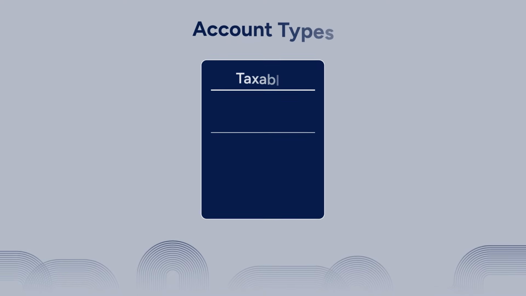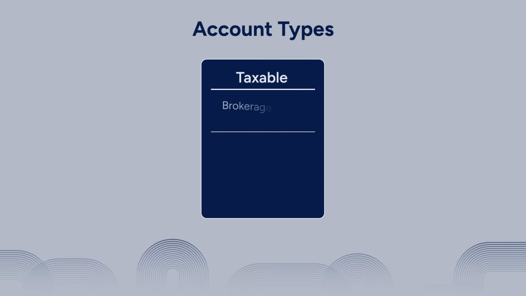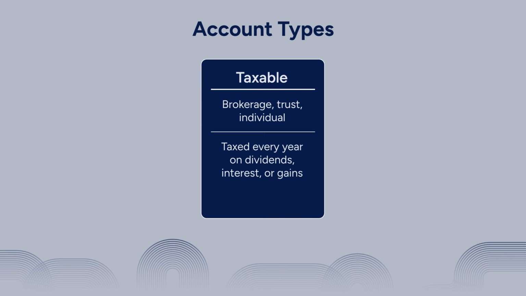Once you understand your gap, then you must understand what types of accounts your portfolio has. Here there are three main types. One is taxable accounts. These are your brokerage accounts, could be trust accounts or individual accounts. Accounts you are taxed on every year in the form of dividends, interest, or gains if you sell.